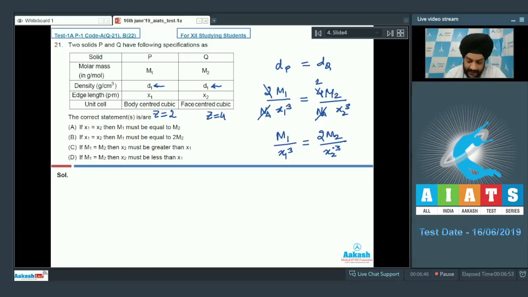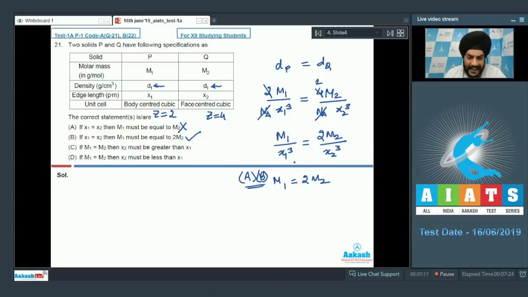Option A says if X1 equal to X2, then M1 must be equal to M2. So if we talk about the A option, students, if X1 is equal to X2, then M1 will be equal to 2 times the value of M2. So the A option is incorrect. If we talk about the B option now, it says that if X1 equal to X2, then M1 must be equal to 2M2. So we can clearly see that the option B is correct. So out of option A and option B, only the option B is correct.